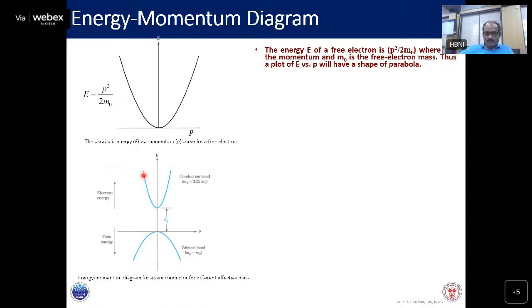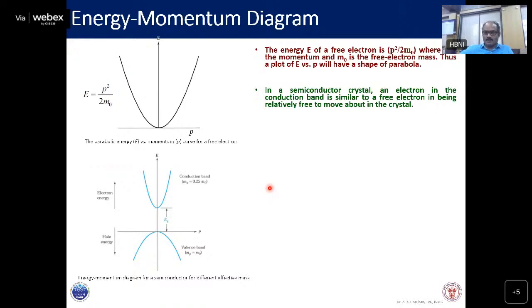Now, if you plot energy with P, you will get this kind of parabola, because it's a P square. So it has to be symmetric about the P axis, and P square is obviously a parabolic figure. So in a semiconductor crystal, an electron in the conduction band is relatively free to move about in the crystal.